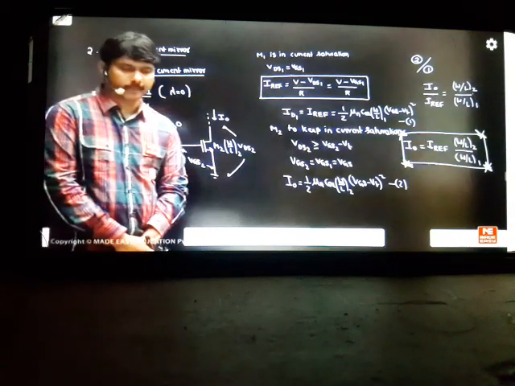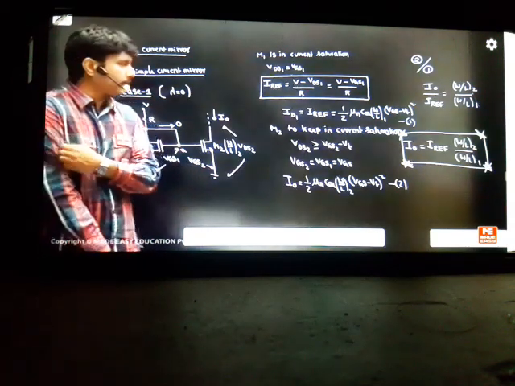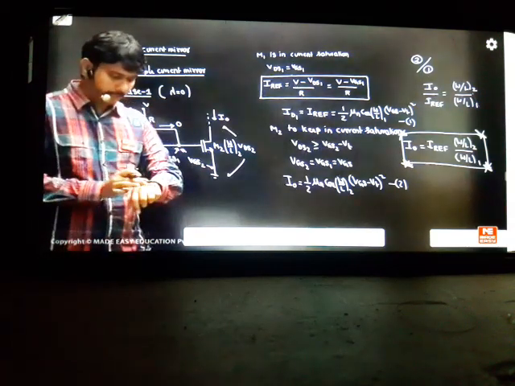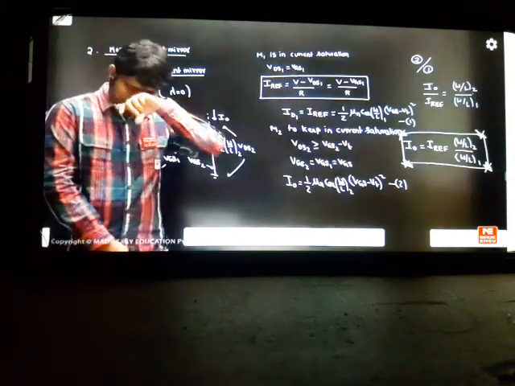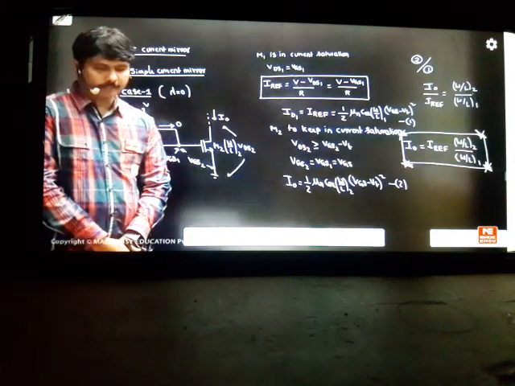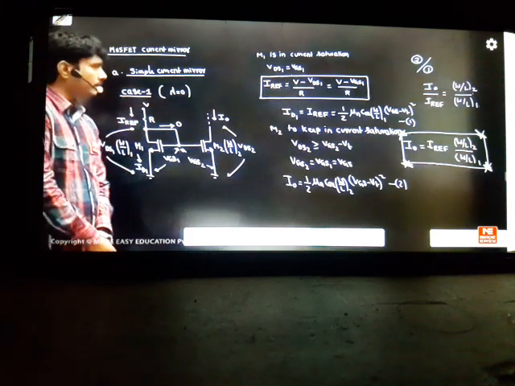Okay, let us go to the practical issue. Keep the heading case 2. Second issue is case 2. Case 2 analysis.